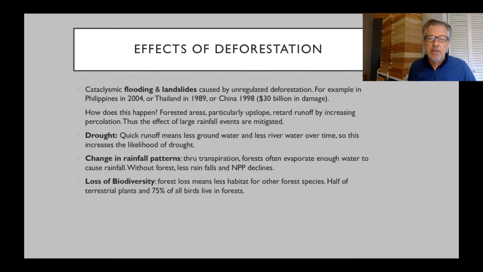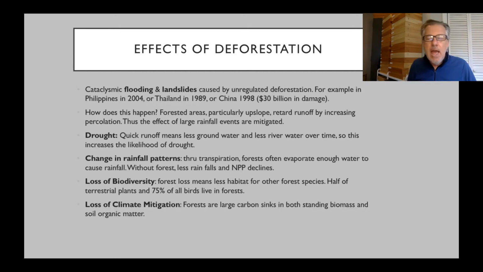So loss of forests means loss of those species, at least a decrease in their population. Loss of climate mitigation. You probably get this immediately. Forests are large carbon sinks. Photosynthesis captures a lot of carbon out of the atmosphere. Forests are very efficient at storing that in root biomass, trunk biomass, soil organic matter. And so when forests are cut down, standing biomass and soil organic matter are destroyed.